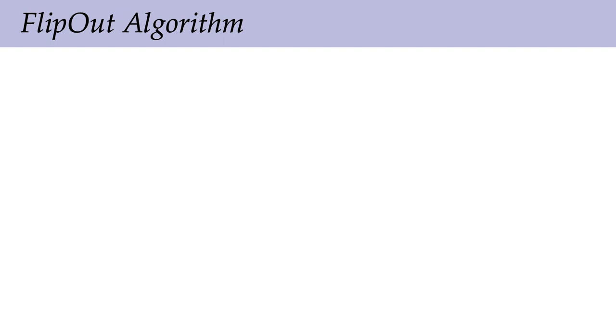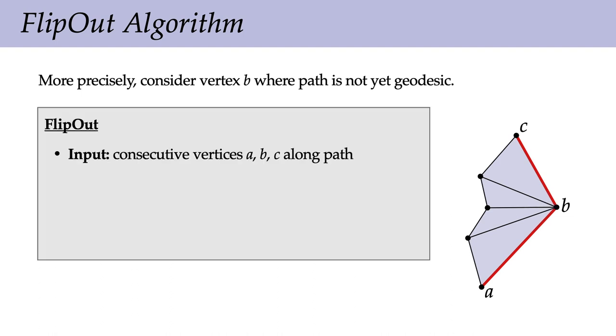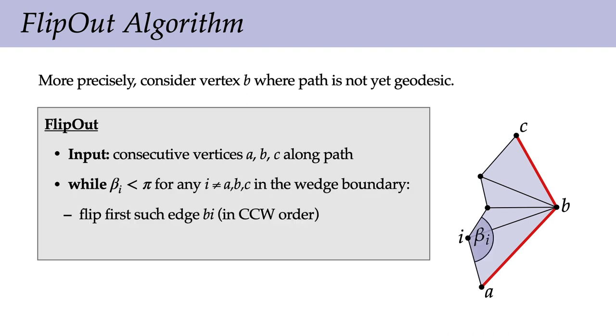More precisely, the way the flip-out subroutine works is to consider any interior node along the path through vertices I've labeled here as A, B, and C, where the path, given in red, is not yet a geodesic. And we can tell that it's not a geodesic because it makes an angle which is less than pi where it turns, so it's not as straight as it could be yet. What we'll do then is we'll look at the outer angles emanating from the vertex, and if any of those are less than pi, then we'll flip the corresponding edges, walking upward along the perimeter. So this first outer edge makes an angle less than pi, so we flip it. This next outer edge has an angle less than pi, so we flip it, and so on, until eventually the algorithm terminates in this state.